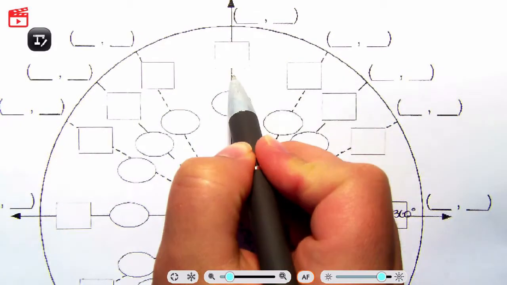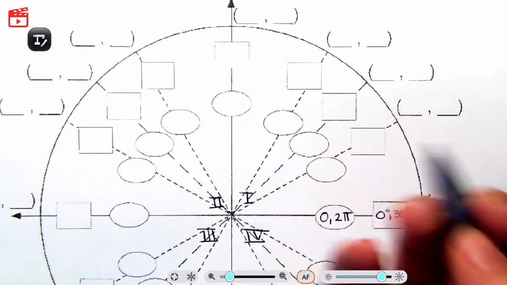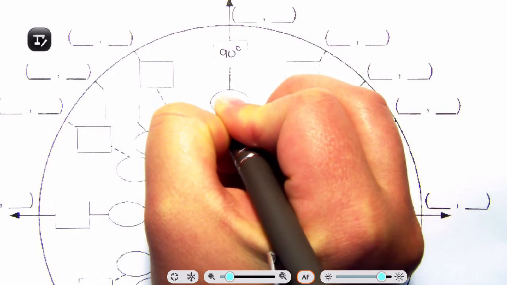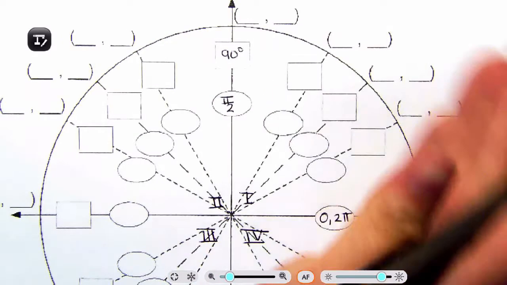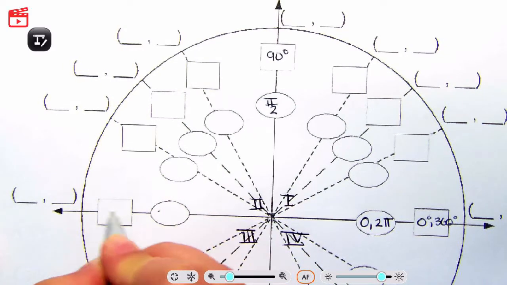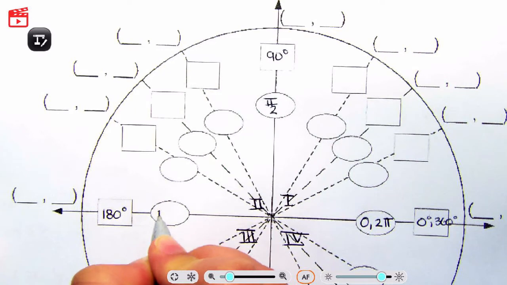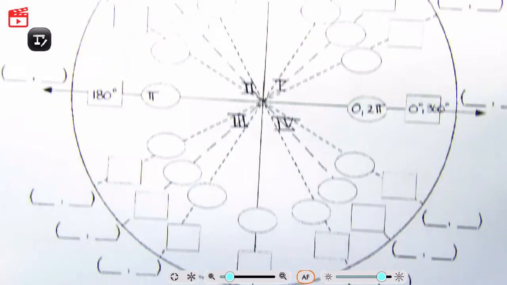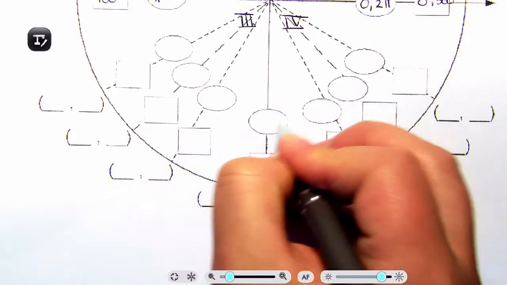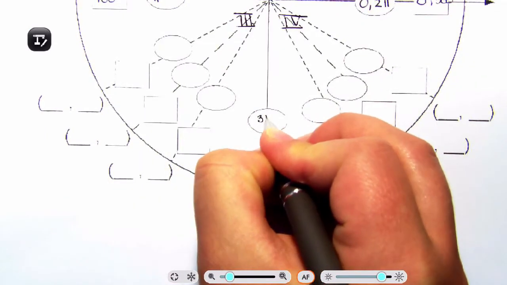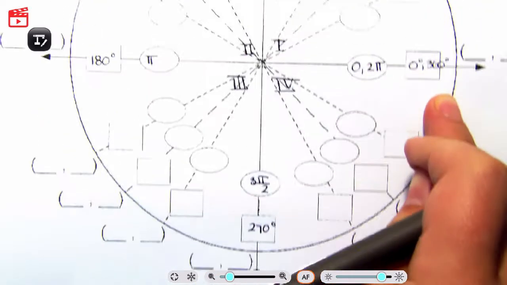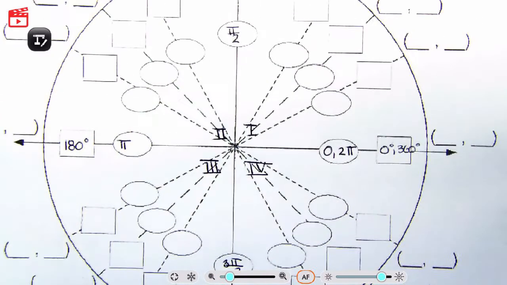Now, if I've gone 1/4 of the circle, that means I've gone either 90 degrees counterclockwise or I've gone pi halves. If I've gone 1 full half of a revolution, that means I've gone 180 degrees or I've gone pi radians distance. If I've gone 3/4 of the way, then I've traveled 3 pi halves, or I've traveled 270 degrees. And then 1 full revolution is going to be our 0, 360, or 2 pi.